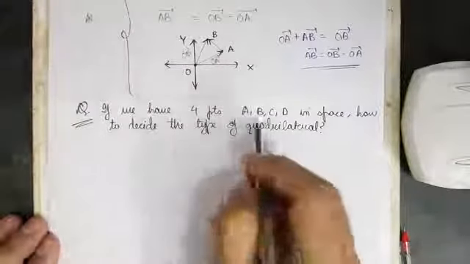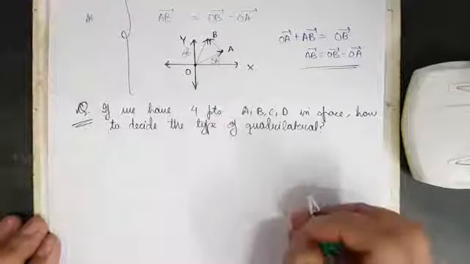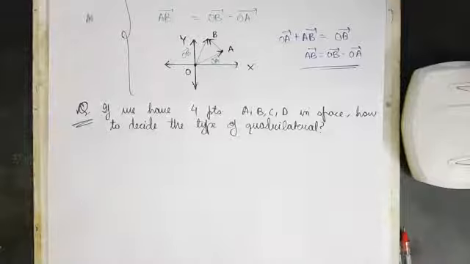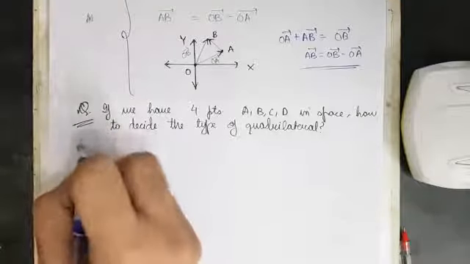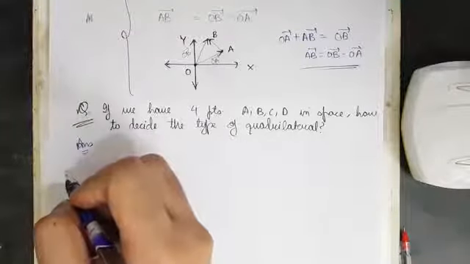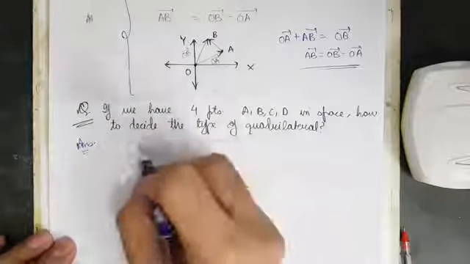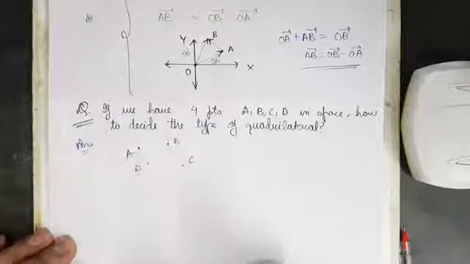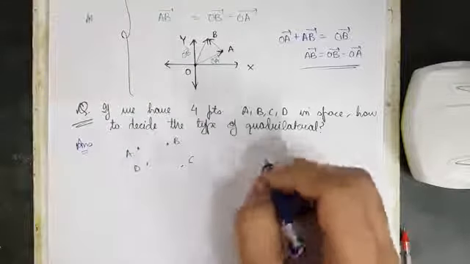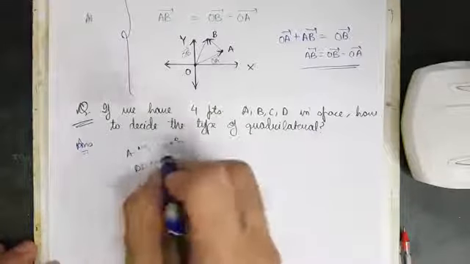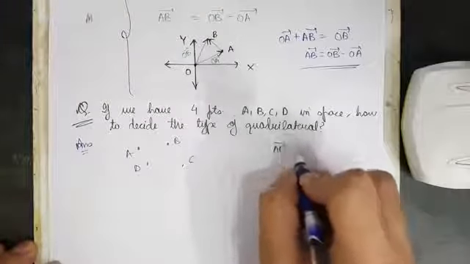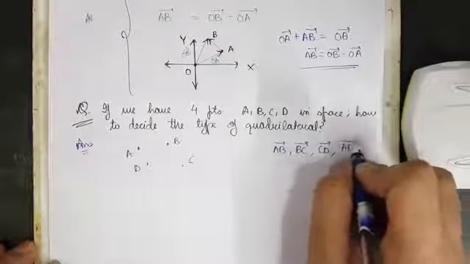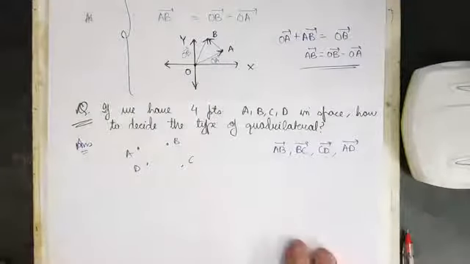If we have 4 points A, B, C, D in space, how can we decide which type of quadrilateral is formed? I want you to solve it by vectors and not using the elementary method of Pythagoras theorem, etc. The first thing you need to do is, given 4 points A, B, C and D anywhere in space, find the 4 vectors that can be generated from them. Those will be AB vector, BC vector, CD vector and AD vector. Just generate the 4 vectors.